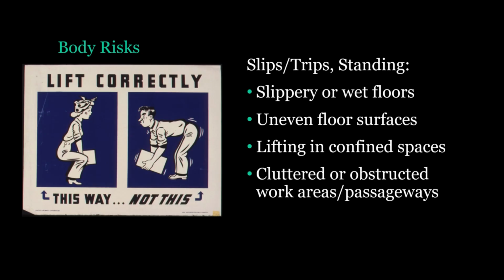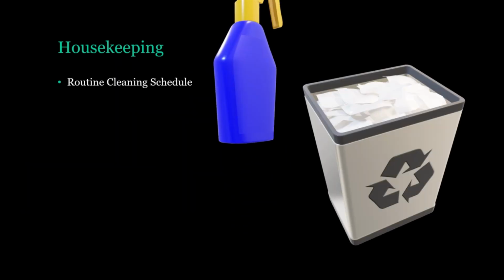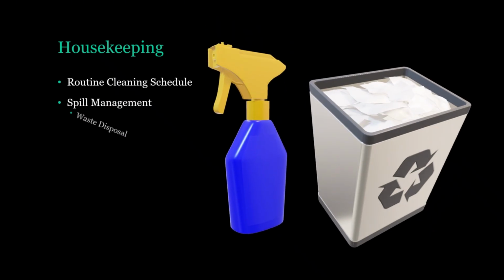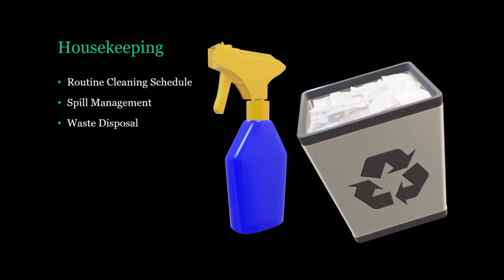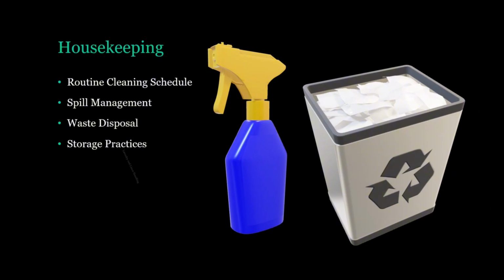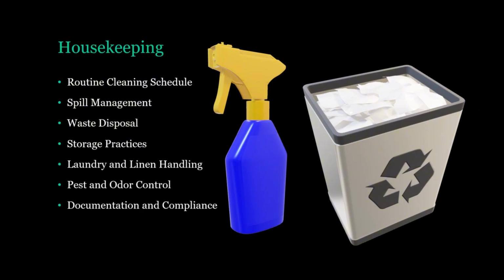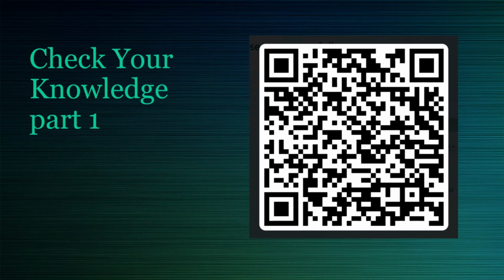We like to let boxes and things pile up, but that can actually put us at risk for tripping. Having a routine cleaning schedule, making sure everything's getting clean, dusted, mopped. If there's any spills, that they're managed. Making sure that the waste is disposed of correctly every single day. Going through the exact storage precautions, where are the chemicals stored, where's the general housekeeping stuff stored, and keeping that organized is a very big part of being safe. How you handle your laundry and linens, pest control and odor control are definitely involved in this. And then documentation.